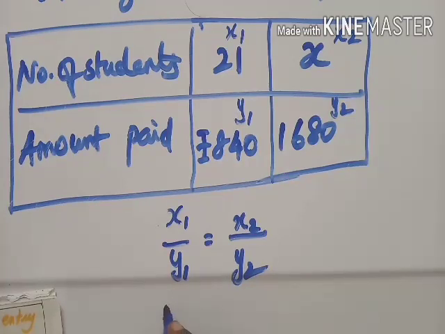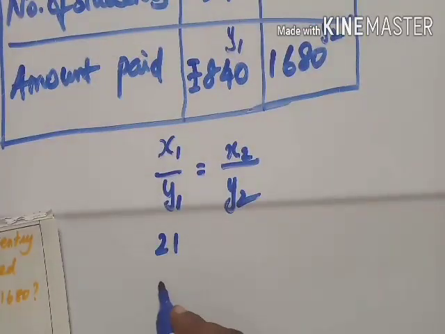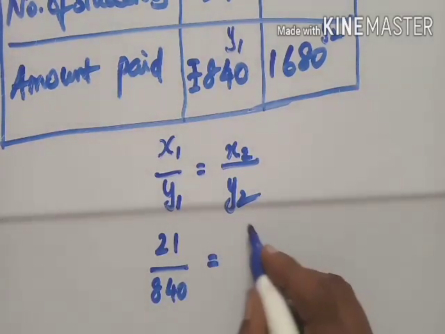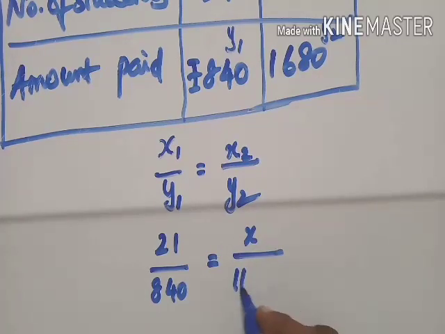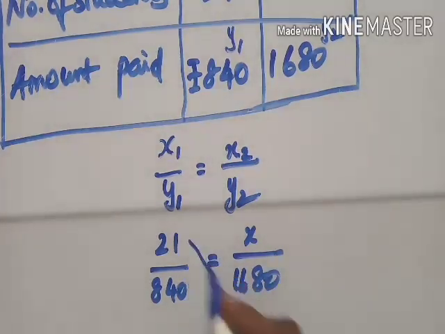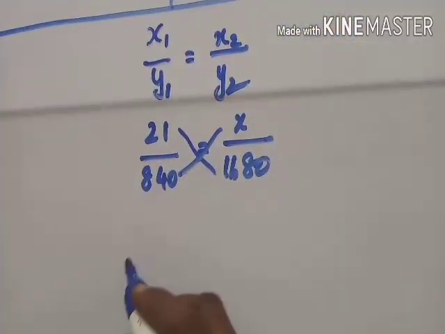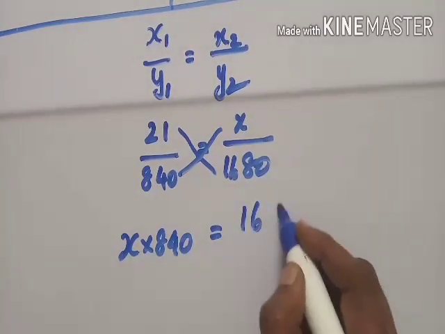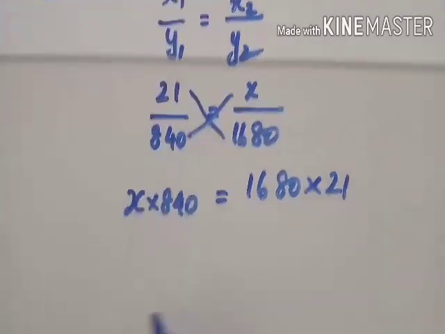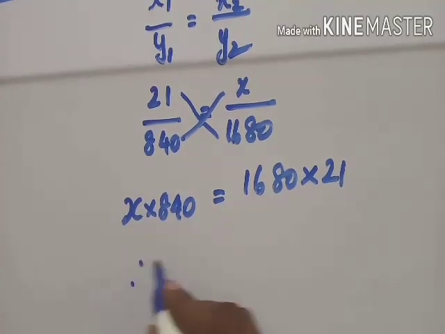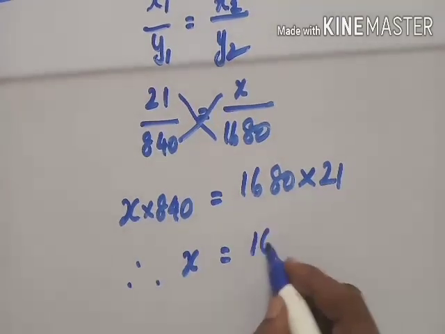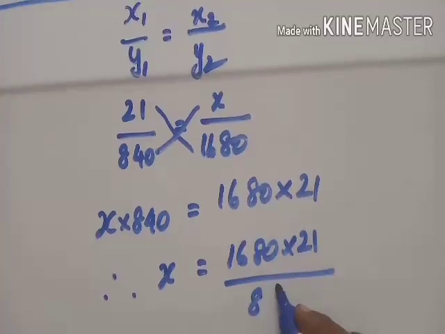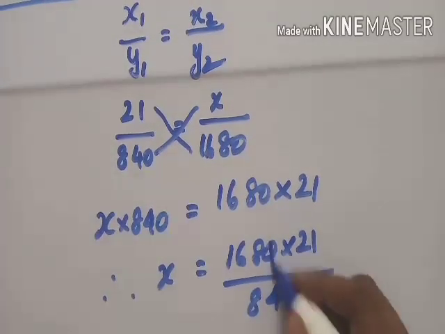x1 value is 21 divided by 840, which is equal to x2, that is x, divided by 1680, right? Cross multiplication, that is x into 840 is equal to 1680 into 21. So we have to find the value of x. Therefore, x is equal to 1680 into 21 divided by 840. So, you can do the cancellation, 0 and 0.